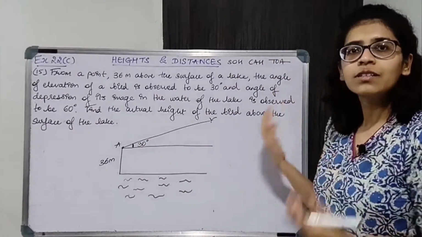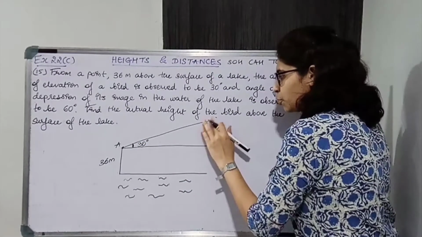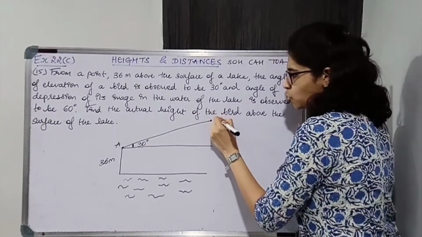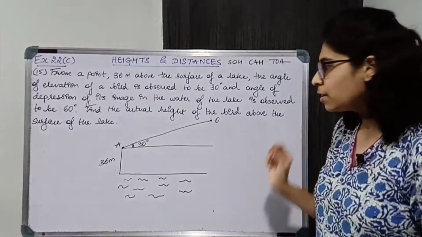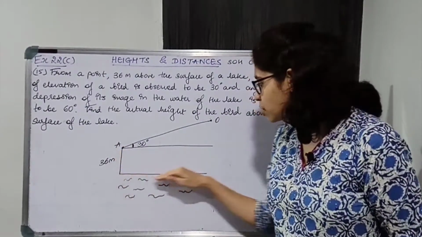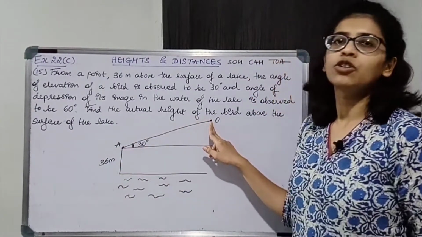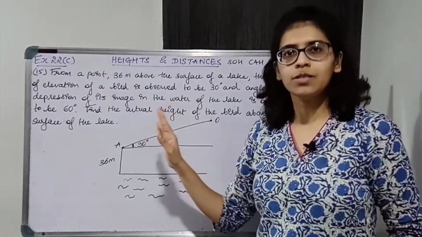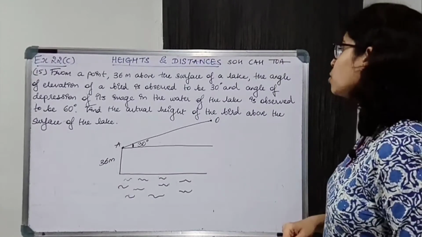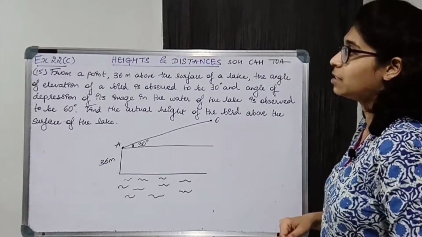Now you will not consider an actual bird. You are going to consider a point object. Let's say it is an object O. From a point 36 meters above the surface of the lake, a bird is being observed whose angle of elevation is 30 degrees. Now the angle of depression of its image in the water of the lake is observed to be 60 degrees.